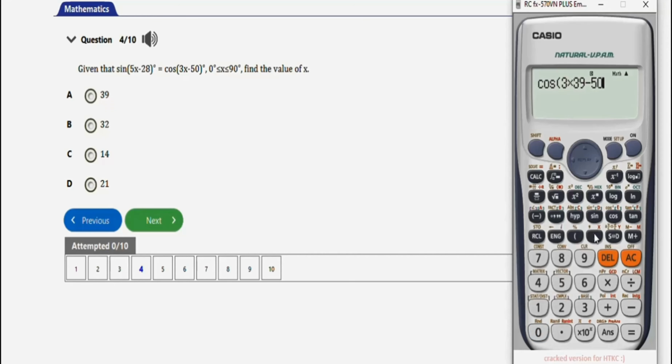Close the brackets. So what is going to give you? Is equal to 0.39. No, so it's not the option. Let's check when x is 32. So it's going to be sine 5 times 32, okay, minus 28. Close the brackets.